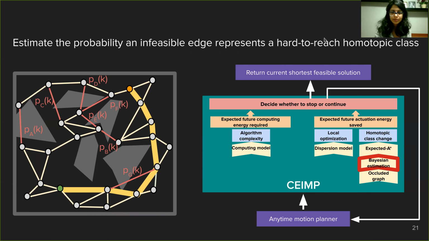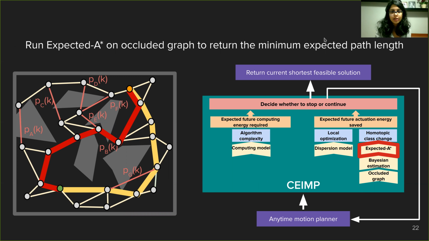Now that we've gotten a measurement by computing another batch, we run a Bayes filter on each infeasible edge in this occluded graph, which gives us a way to estimate whether that edge represents an edge that can be repaired in the future or an edge that can never be repaired. And now that we have a stochastic graph, we run what we call an expected A star, which is a variant of A star, except instead of returning the minimum length path, it returns the minimum expected path length. From that, we have a homotopic class change prediction on path length. We can calculate future actuation energy saved, and CEIMP can decide whether to stop or continue.